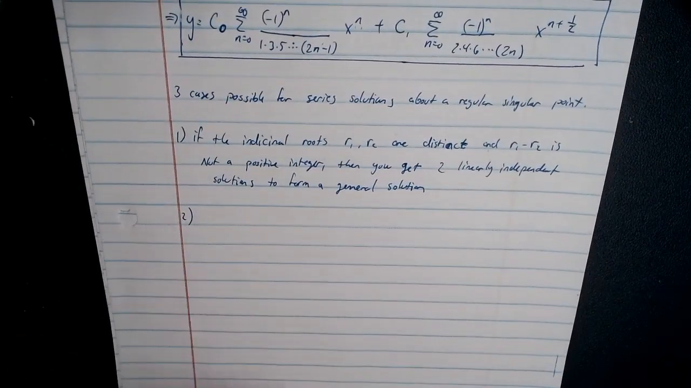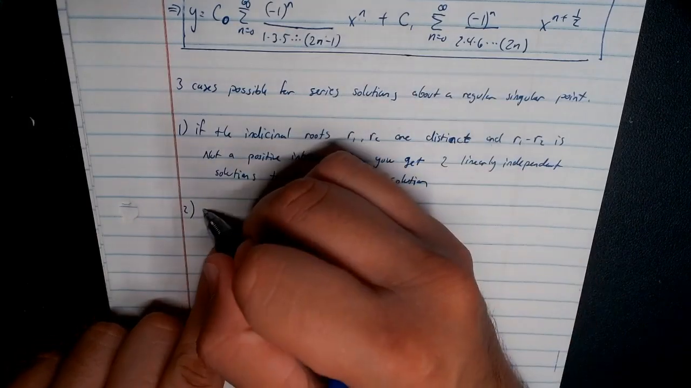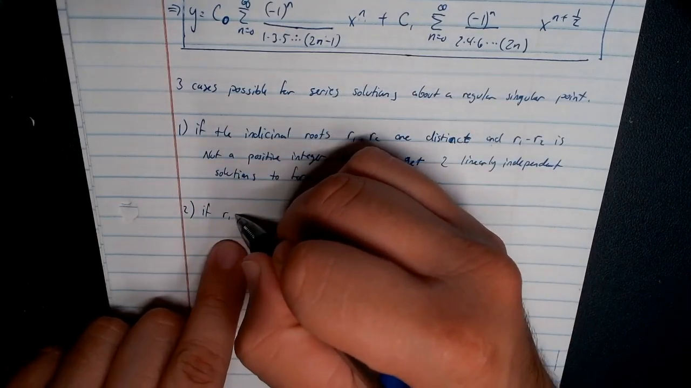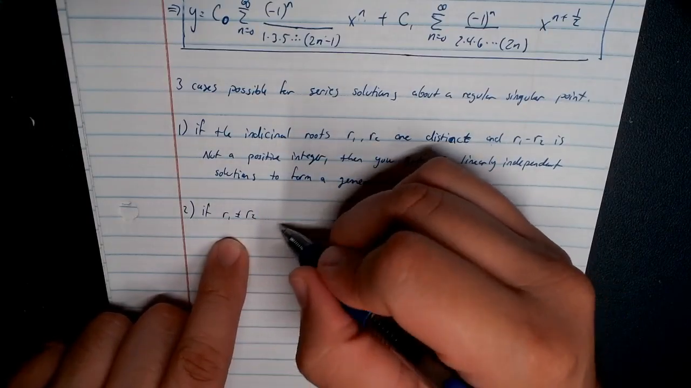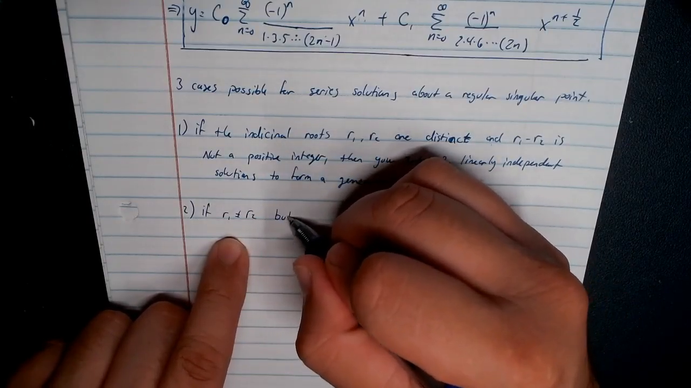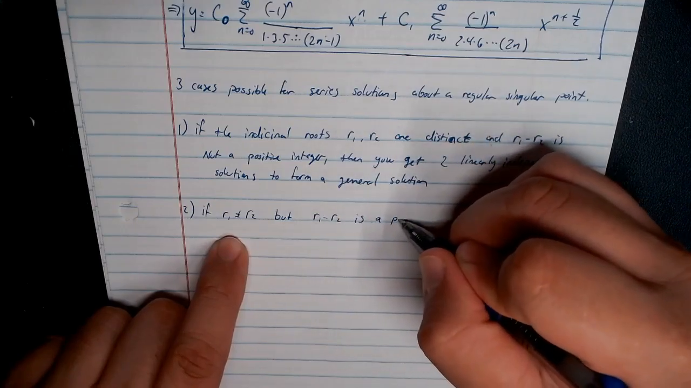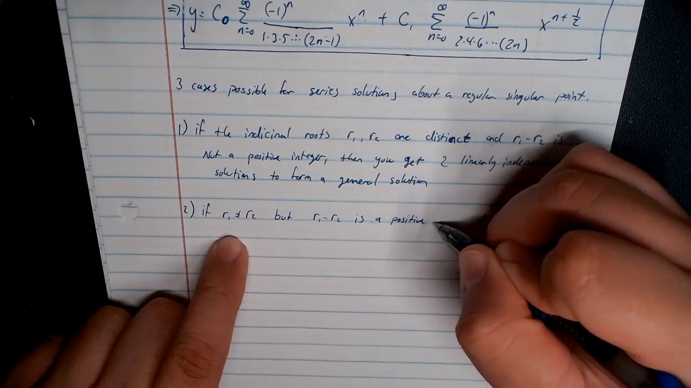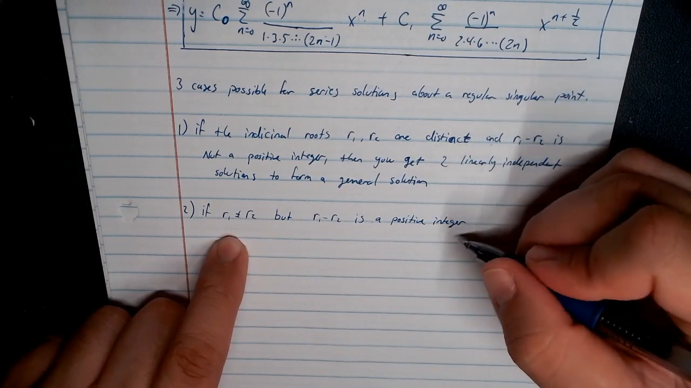Well, case number 2 and case number 3 are going to be the ones that we're not going to go through, but again, it doesn't mean you shouldn't know what they would look like. So if R1 is not equal to R2, the two indicial roots are not equal, but you do get a positive integer, so R1 minus R2 is a positive integer, then we get a series solution.